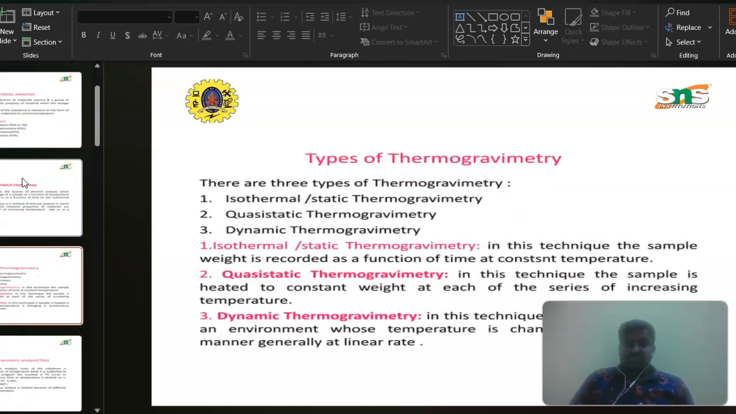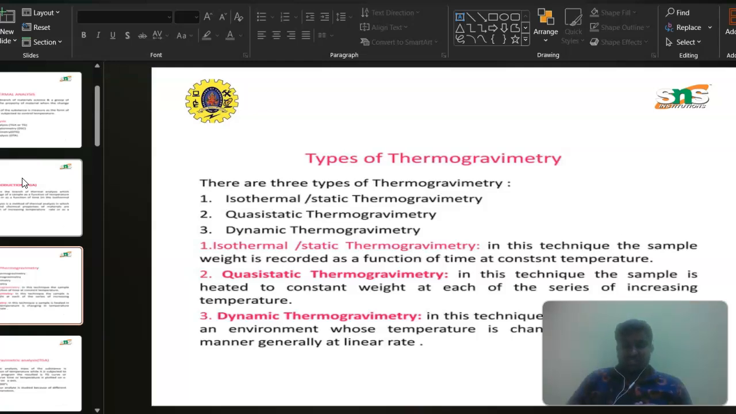Next, we will see the types of thermogravimetry. Thermogravimetry is classified into three types, namely isothermal thermogravimetry, quasi-static thermogravimetry, and dynamic thermogravimetry. First, we see the isothermal or static thermogravimetry. In this technique, the sample weight is recorded as a function of time at a constant temperature.